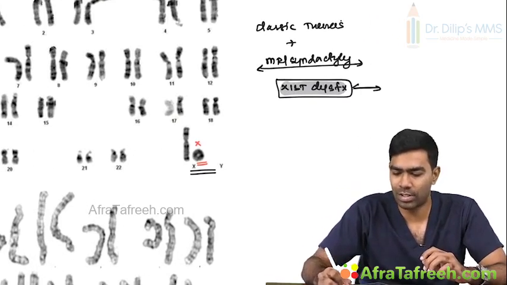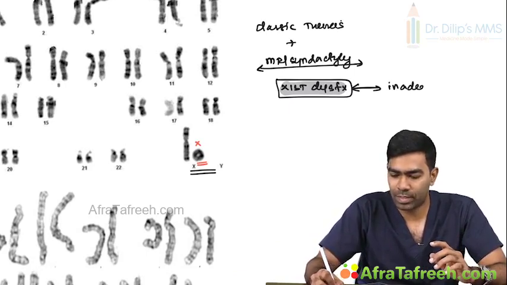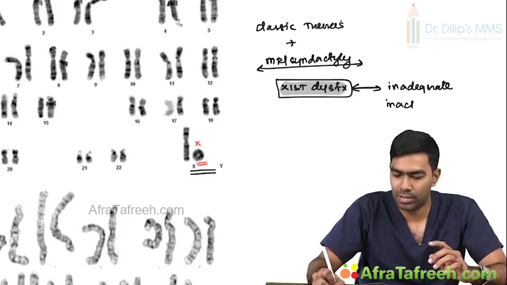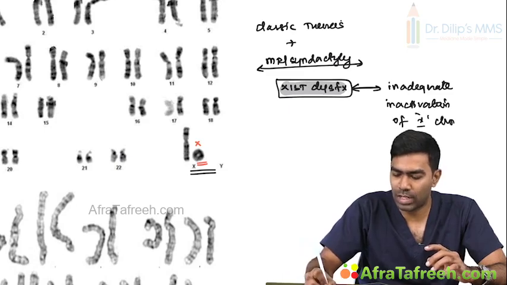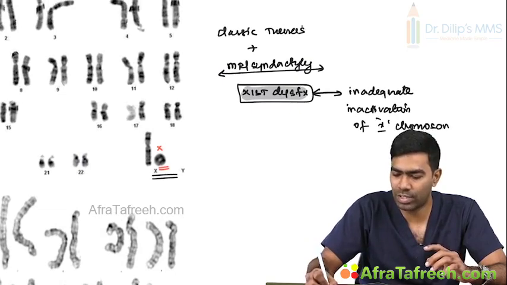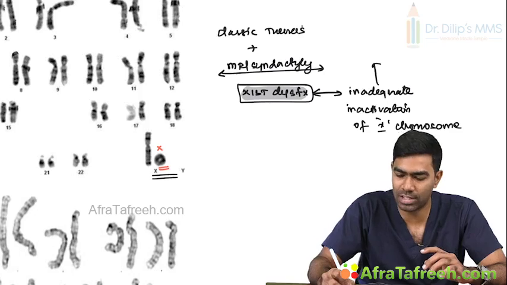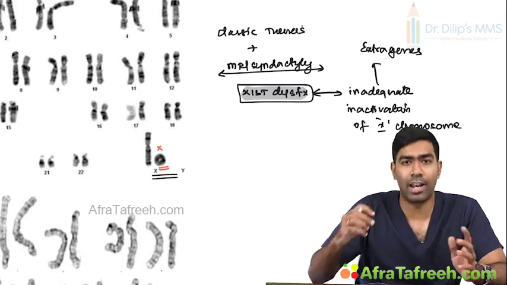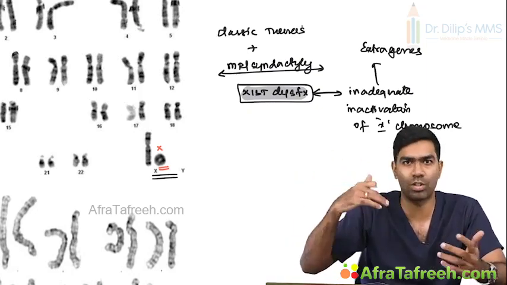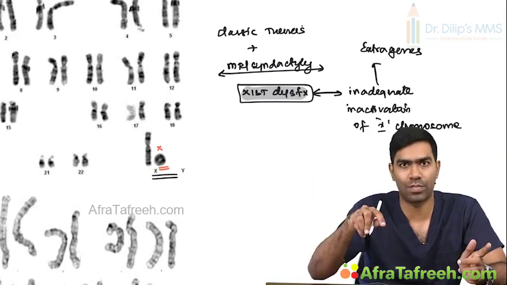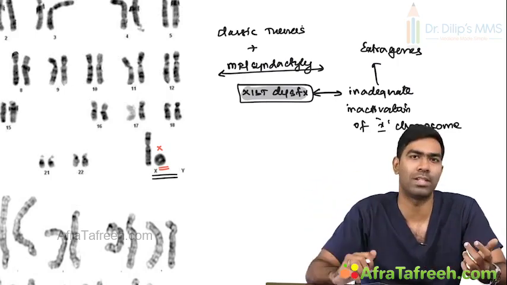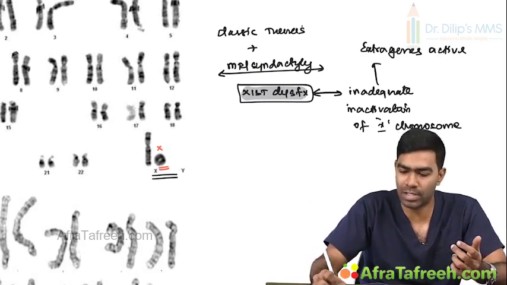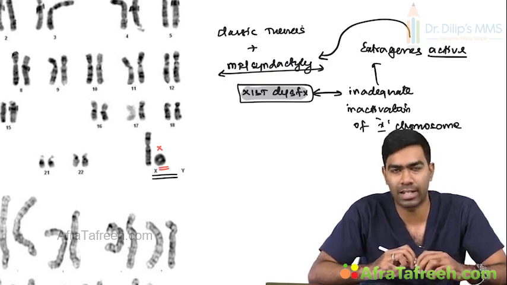So because of the XIST dysfunction, there will be inadequate inactivation of the X chromosome that is supposed to be lineaged, which means there will be extra genes that are active in these patients. Along with loss of this PAR1 and PAR2 in the ends of the X chromosome, there will be dysfunction of XIST, which means there will be inadequate inactivation of these genes that are supposed to be inactivated by XIST, and there will be extra genes that will be active in these patients, and this is thought to be the reason for MR and syndactyly in these individuals.